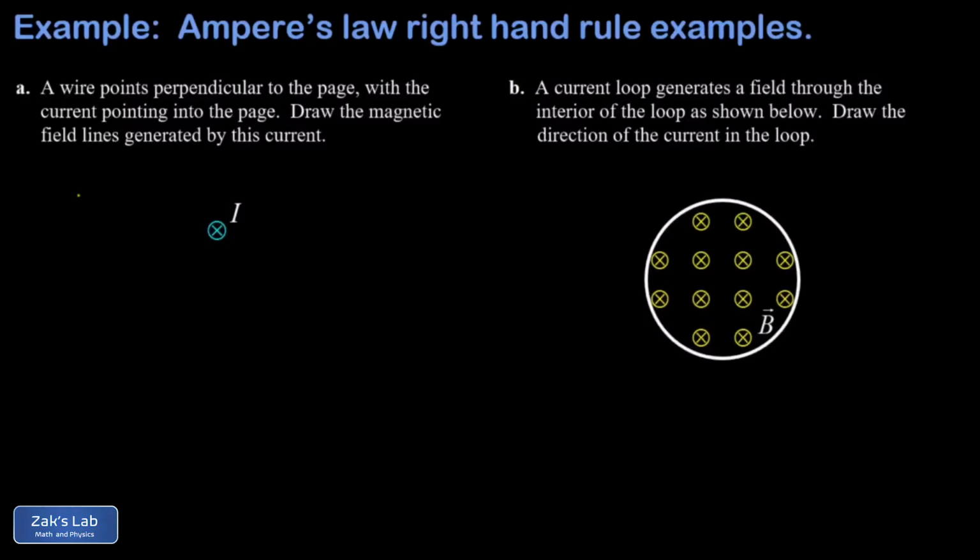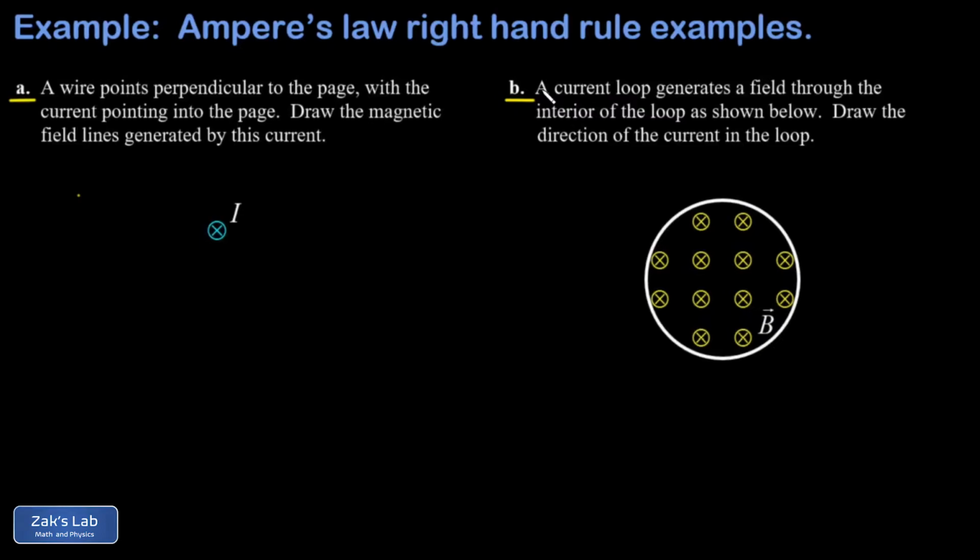In this video, we're just getting some practice with the Ampere's law right-hand rule. So what we're trying to figure out here is the direction of the magnetic field generated by a current. That's in part A, and then we reverse the process and look at a magnetic field generated by a current in part B, and we have to infer the direction of the current itself.